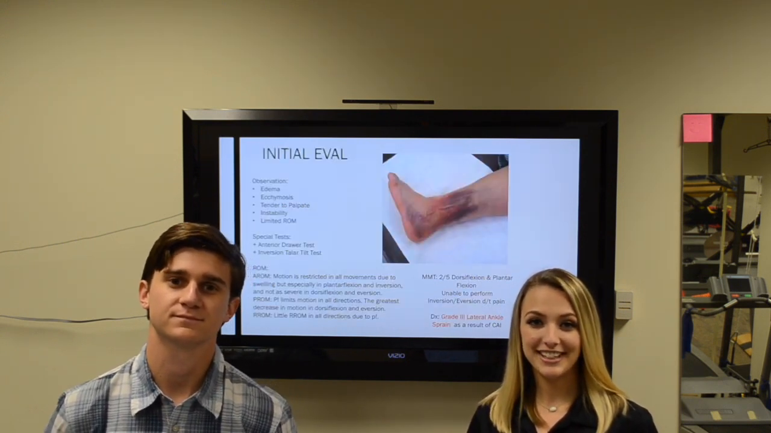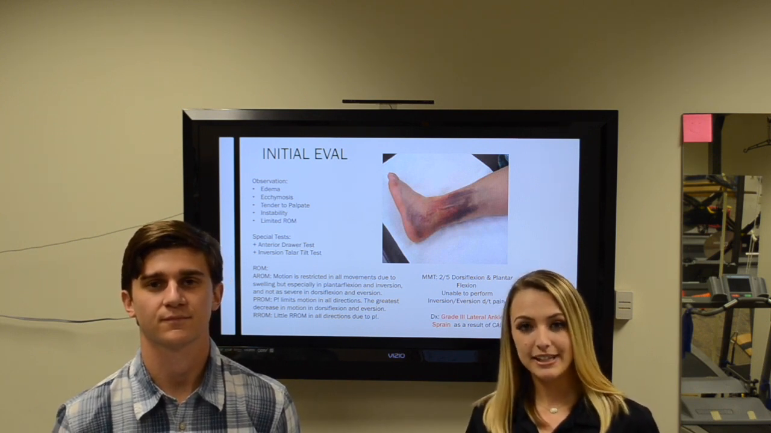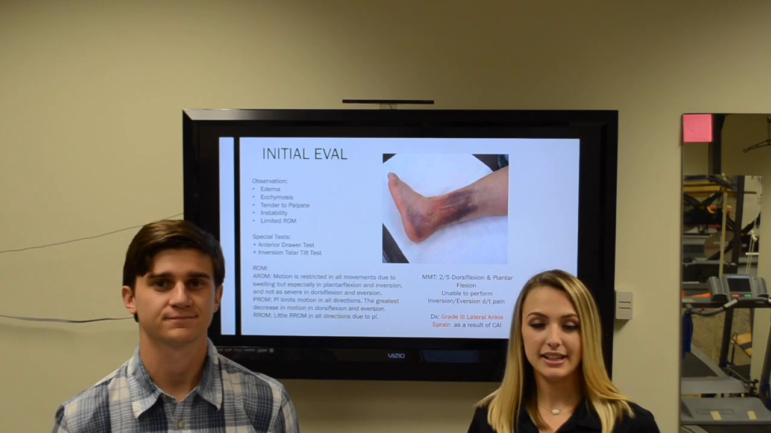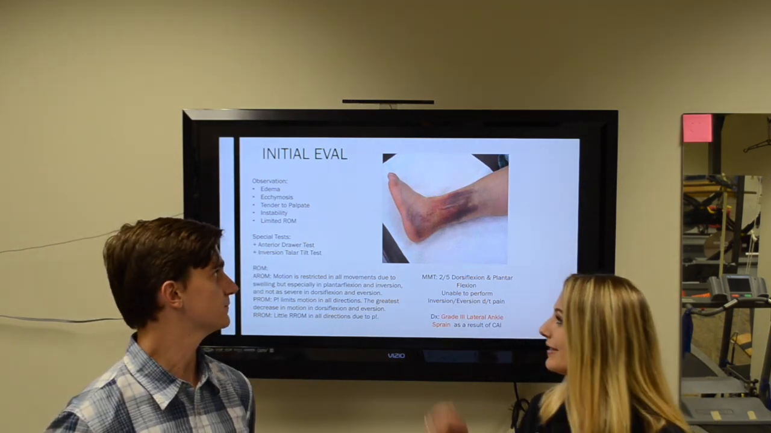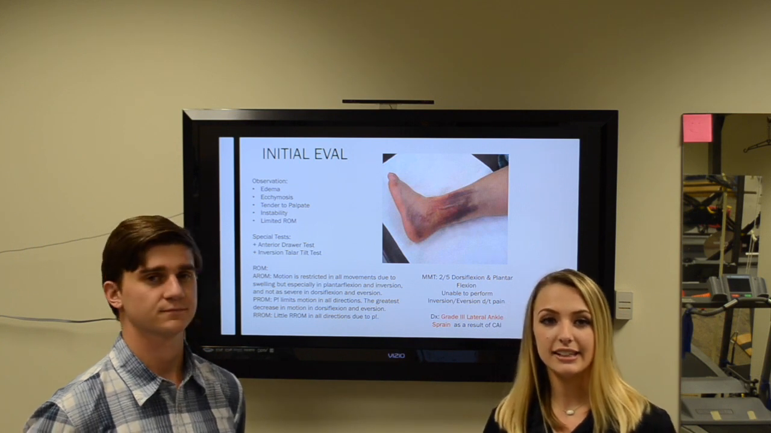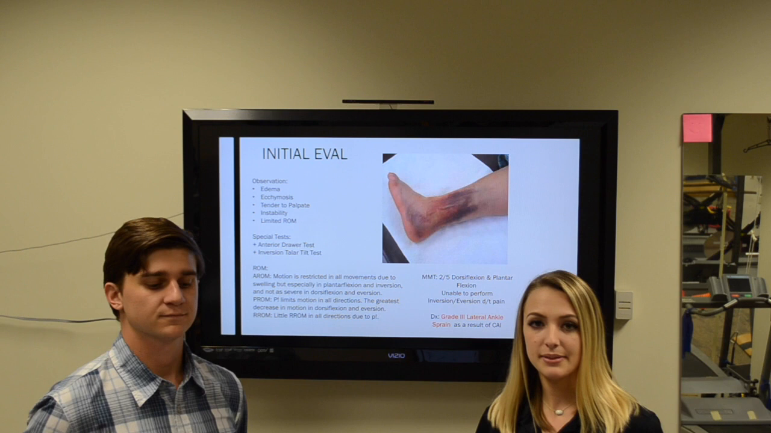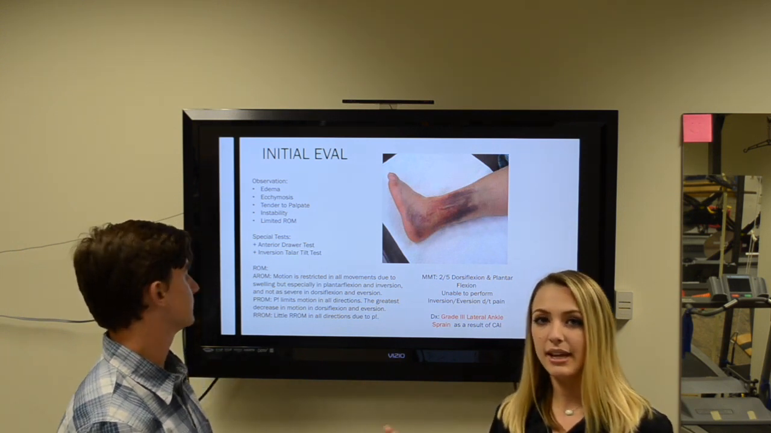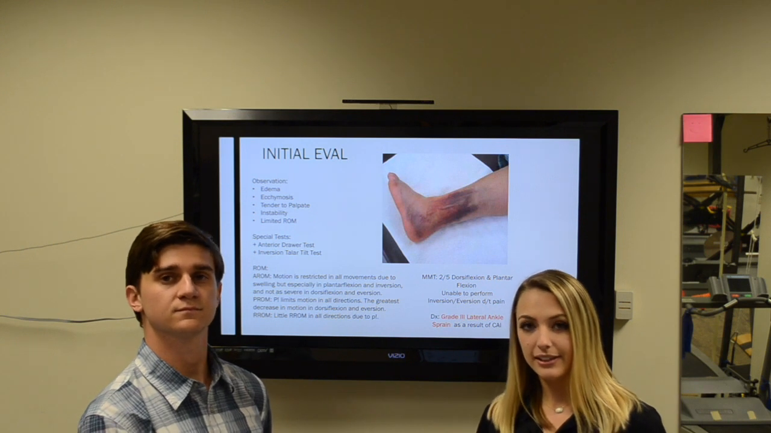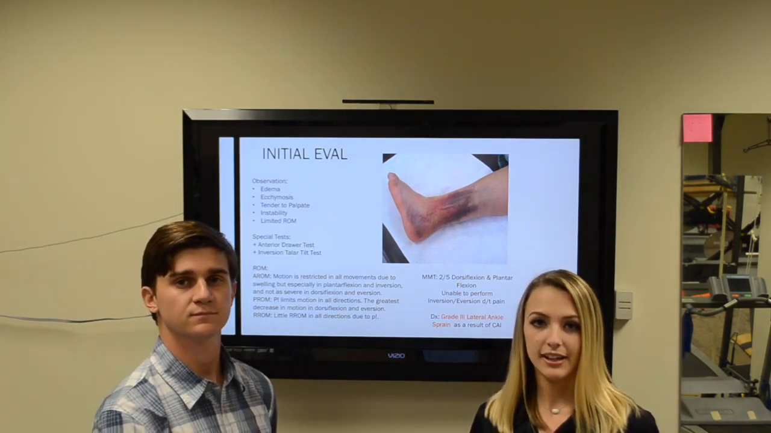Some signs we observed during our initial eval were swelling and bruising. He was tender to palpate. His ankle felt very unstable, and he had a limited range of motion. We had a positive anterior drawer test and talar tilt test while inverted, and his range of motion and manual muscle tests were all very limited due to his pain and swelling. The diagnosis we came up with was a grade 3 lateral ankle sprain, and we found it as a result of his chronic ankle instability.